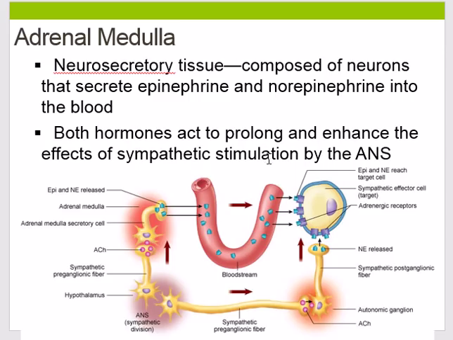So these are secreted into the blood under certain circumstances. These hormones will then bind to receptors that are found on a specific type of effector called a sympathetic effector. And oftentimes we'll see the sympathetic effector as being the heart, as well as smooth muscle tissue throughout the body. And its purpose is to prolong and enhance the effects of the sympathetic stimulation by the autonomic nervous system. So I know that's a little bit confusing and a lot of big words there, but make sure you refer to your textbook for elaboration. Okay?